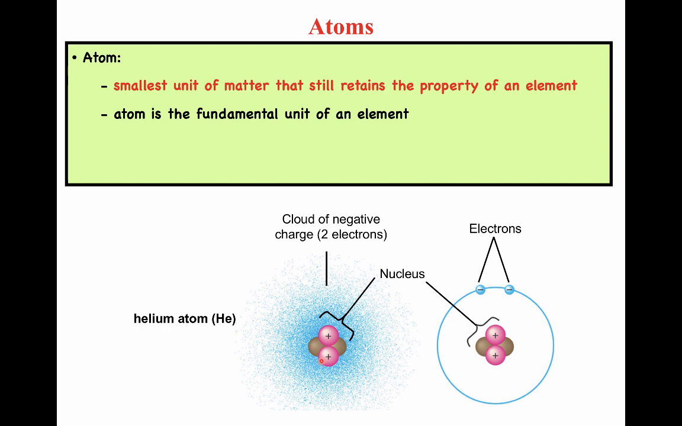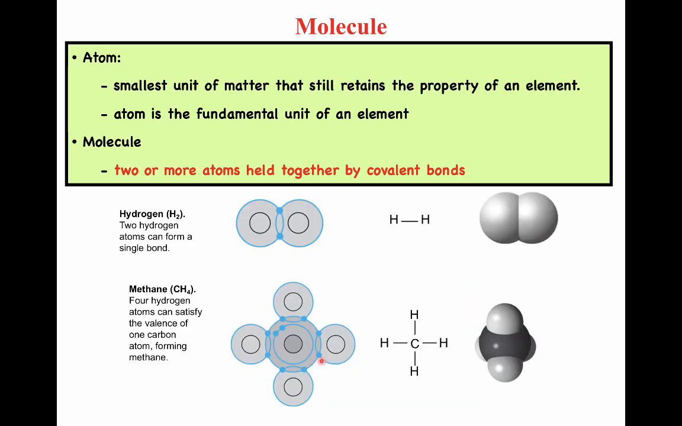So an atom is the smallest unit of matter that still retains the property of an element. So an atom is that fundamental unit of an element. Molecules are when you take 2 atoms and link them together by a covalent bond. So 2 hydrogen atoms here. Here we have a carbon and 4 hydrogen atoms. So these are molecules which are linked by covalent bonds.